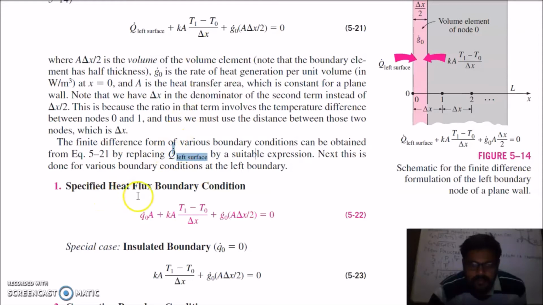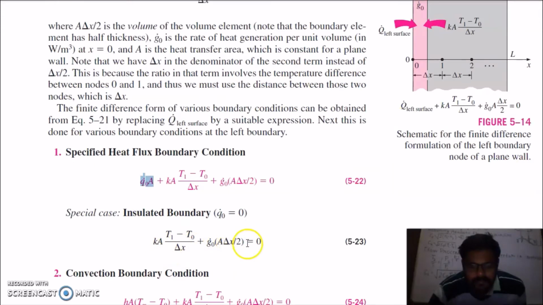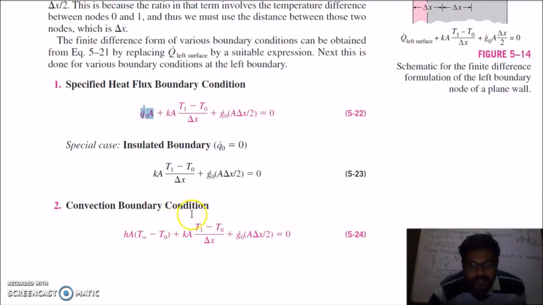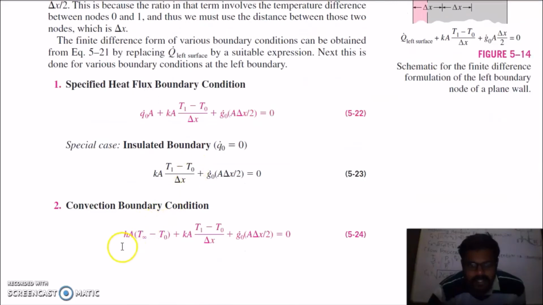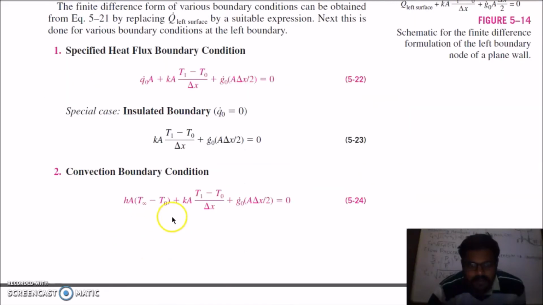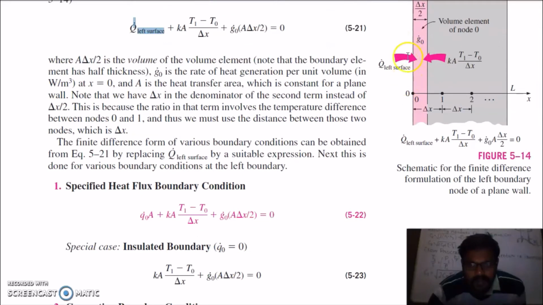For the specified heat flux boundary condition, this flux is given, that is q0 A. You can replace this with q0 A, and you will get this equation. If it is an insulated boundary, then q0 is 0, meaning there is no heat flux, so this term will turn 0 and you will get this equation. Convection boundary condition: in case of convection you can replace this term with the help of convection, which is hA (T infinity minus T0), when this boundary is convecting heat transfer.